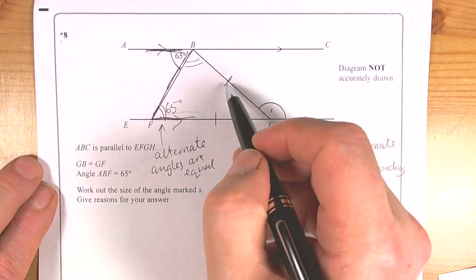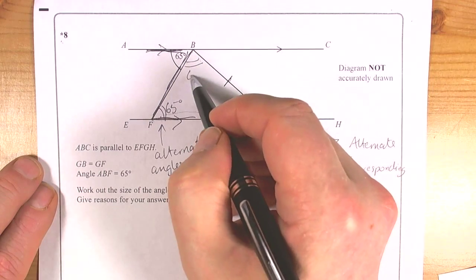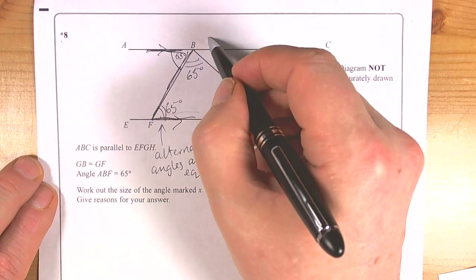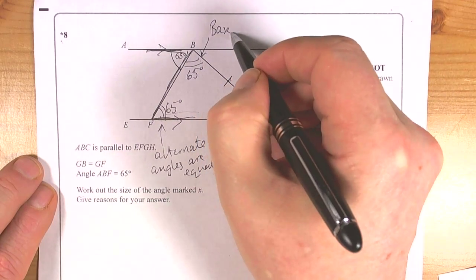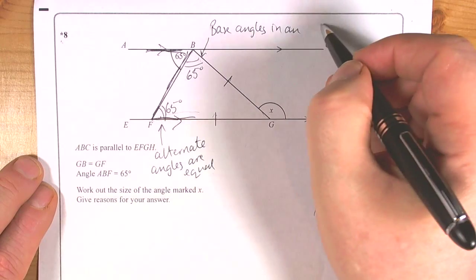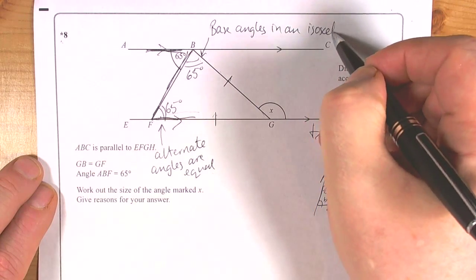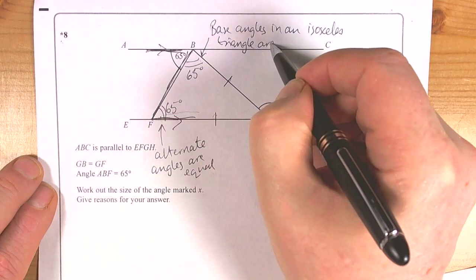We said already that because this is an isosceles triangle, that this angle and this angle are the same, so that's 65 degrees also. And again, a little arrow there with the reason. And we just say base angles in an isosceles triangle are equal.